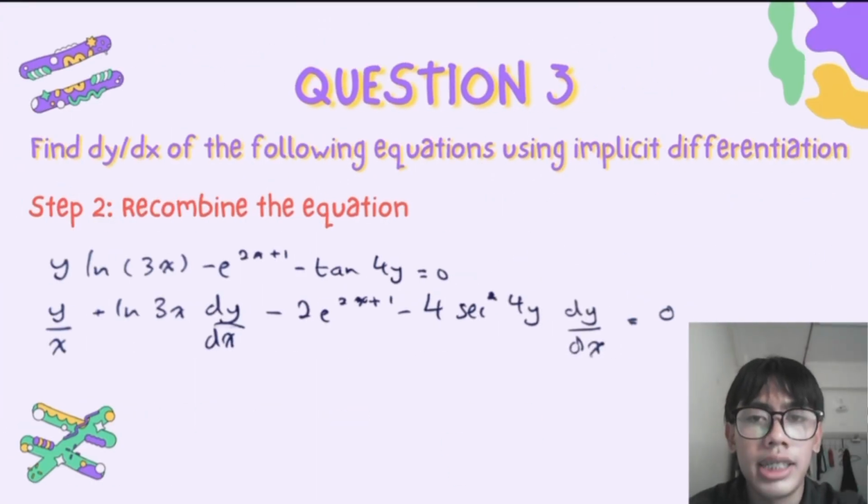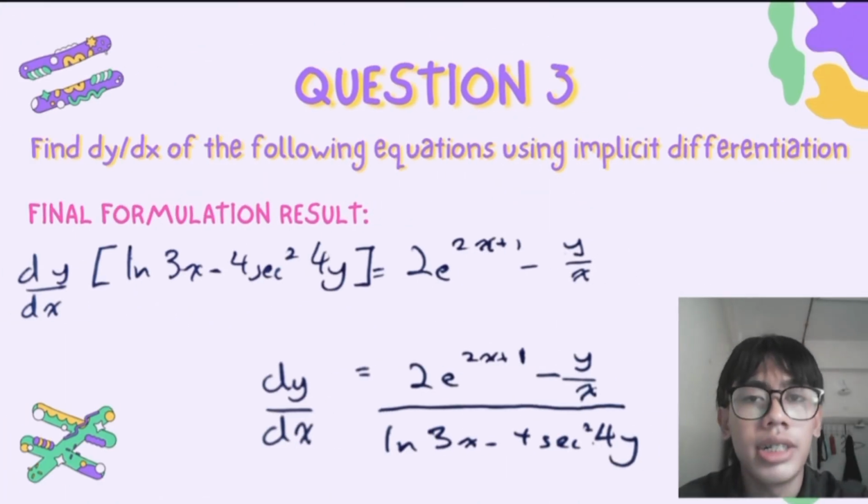Now, moving to the second step, let's gather all our pieces and put them back into the main equation. y over x plus ln of 3x times dy over dx minus 2 e to the power of 2x plus 1 minus 4 secant squared of 4y times dy over dx, which equals 0.